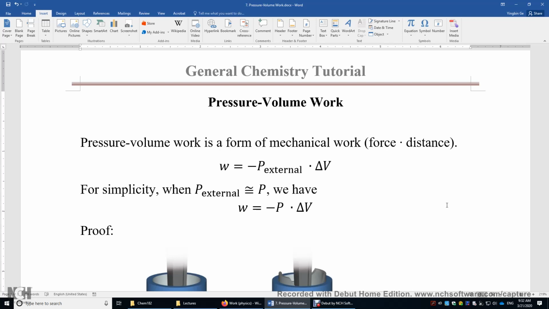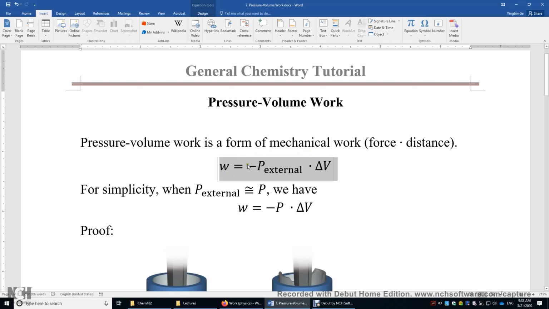How do we compute the pressure volume work? We use this equation. The amount of pressure volume work is equal to negative P external times delta V. P external is the external pressure the system feels. Delta V is the change of the volume of the system. So this equation can be a little confusing.